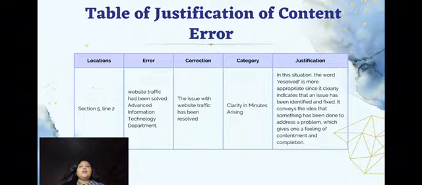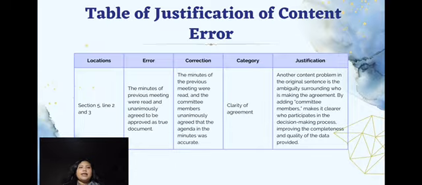Moving on is the clarity in minutes arising. In this situation, the word resolve is way more appropriate since it clearly indicates that an issue has been identified and fixed. It conveys the idea that something had been done to address the problem, which gives one a feeling of contentment and completion. Lastly is the clarity of agreement.